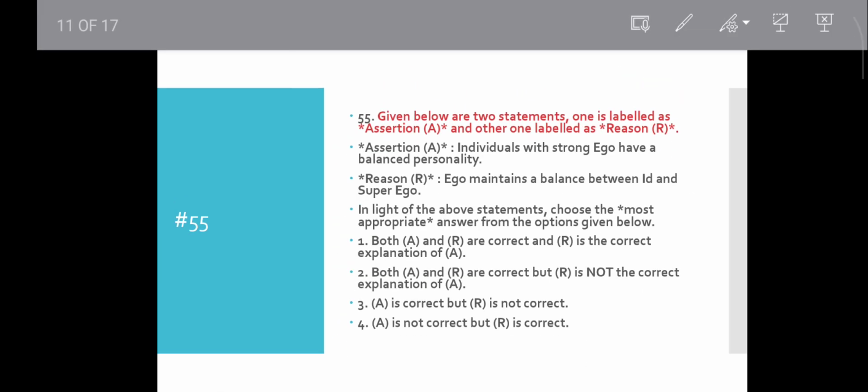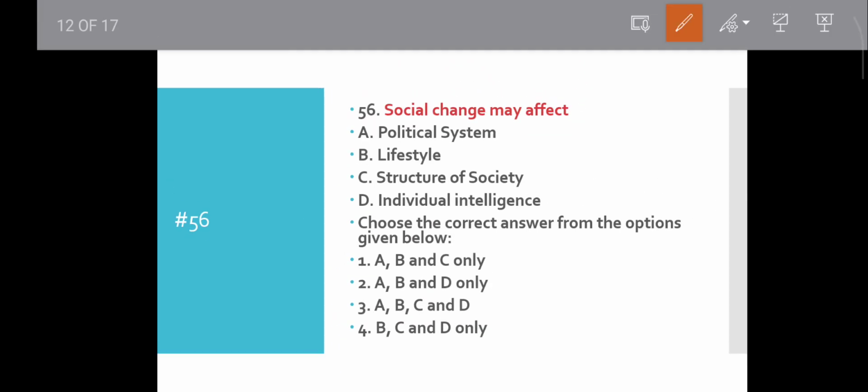Move to the next question. Assertion and reasoning. Assertion said individuals with strong ego have a balanced personality. Reason is ego maintains a balance between id and superego. Yes, ego balances id, that is desires, and superego, that is moral. Yes, the reason is correct. And a strong ego balances personality. So both assertion and reason are correct, and it is the correct explanation. So option A will be the correct answer. Then move to the next question.